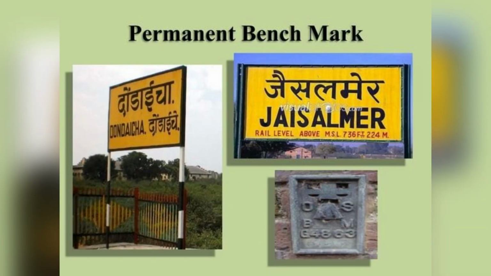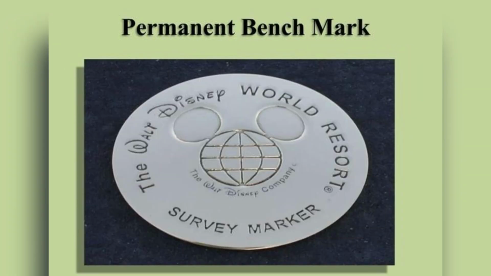For example, this is an example of a station, the Jaisalmer station: what the location is, and at that particular location what the reduced level is, that is marked. So, for further references, these can be taken as the benchmark or the point of known elevation, and the levels can be transferred with respect to this. Another permanent benchmark, the survey marker, is also shown.